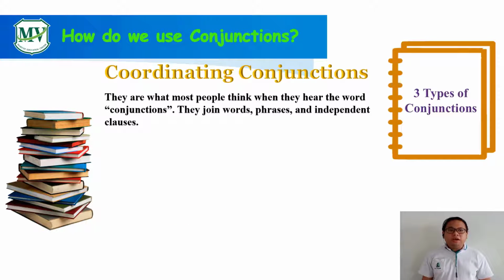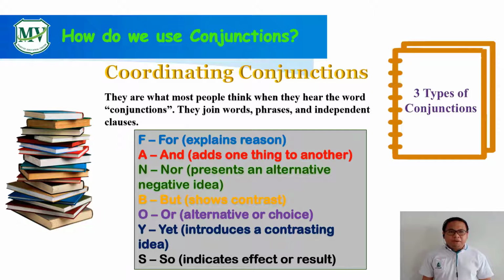Coordinating conjunctions are the simplest of them all. They are what people tend to think when they hear the word conjunctions. Also, they are very easy to remember. We just need to remember this acronym: FANBOYS, for, and, nor, but, or, yet, and so. Listed below are also their functions to avoid any confusion. Now, if you understand it all, great job. We can now proceed with the next one.